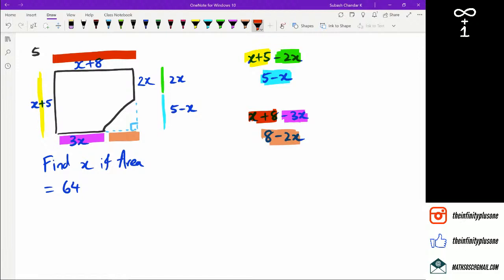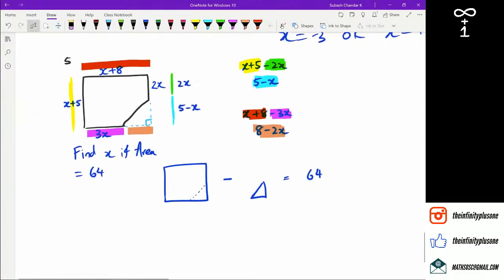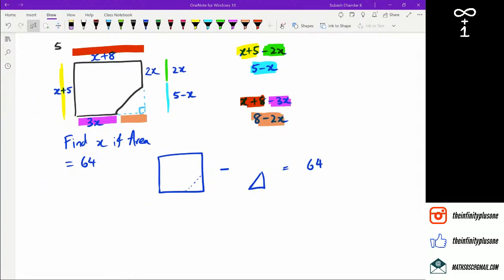Okay. So now what we can do is use that idea that we did before, which is the big rectangle, including the little triangle, minus the little triangle, is equal to 64. If we look at the big rectangle, we've got x plus 5 multiplied by x plus 8. So that's base times height, minus half times base times height for the triangle, is equal to 64.